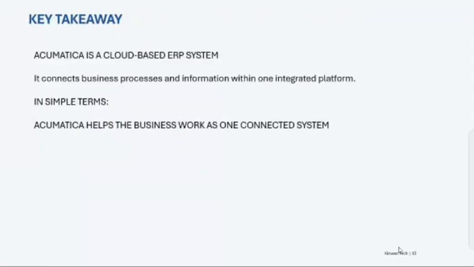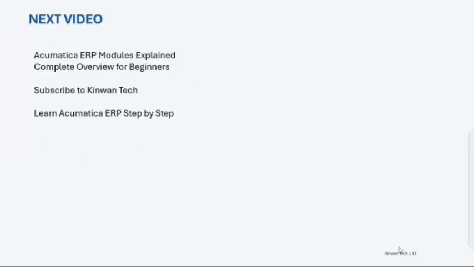A takeaway note from this tutorial is that Acumatica is a cloud ERP system. It connects business processes and information within one integrated system. In simple terms, Acumatica helps a business work as one connected system rather than a disintegrated system. In the next video, I would like us to get more granular and understand these Acumatica ERP modules. We shall explain them, and we'll have a complete overview which, as a beginner, you need to know. So let us meet in the next video, where we shall cover Acumatica ERP modules in detail. Thank you for watching.